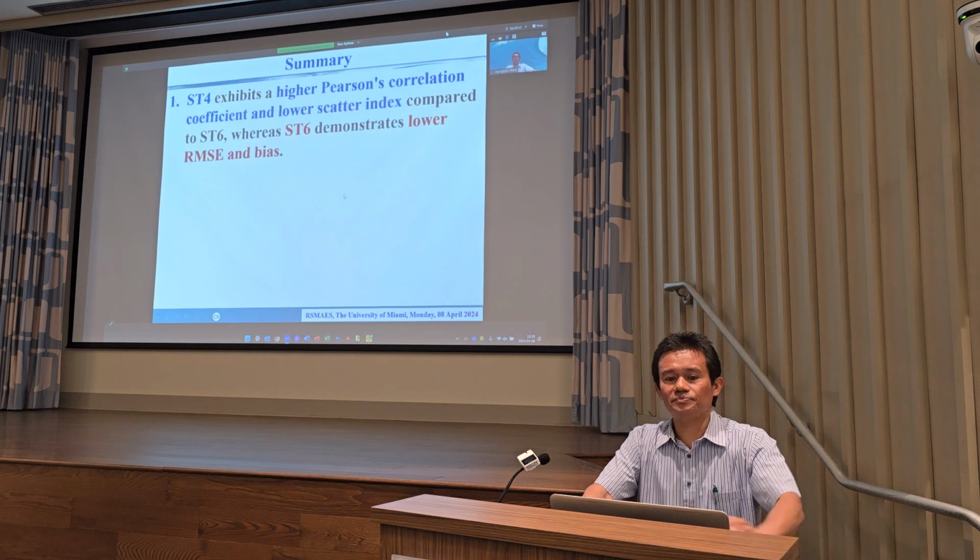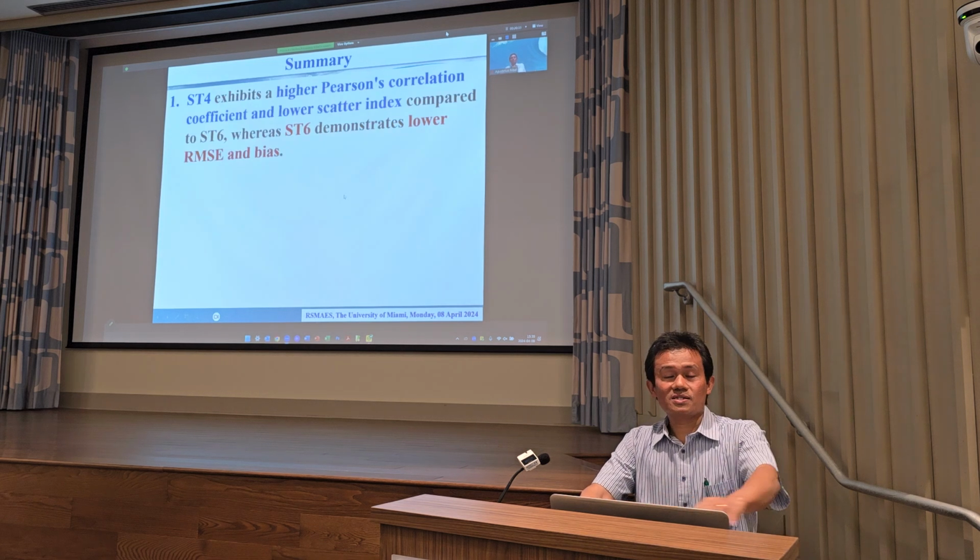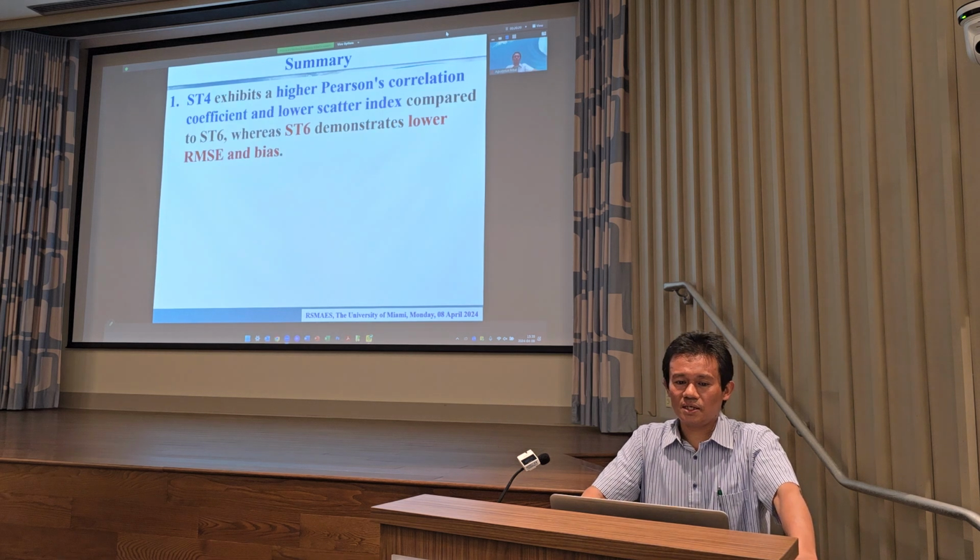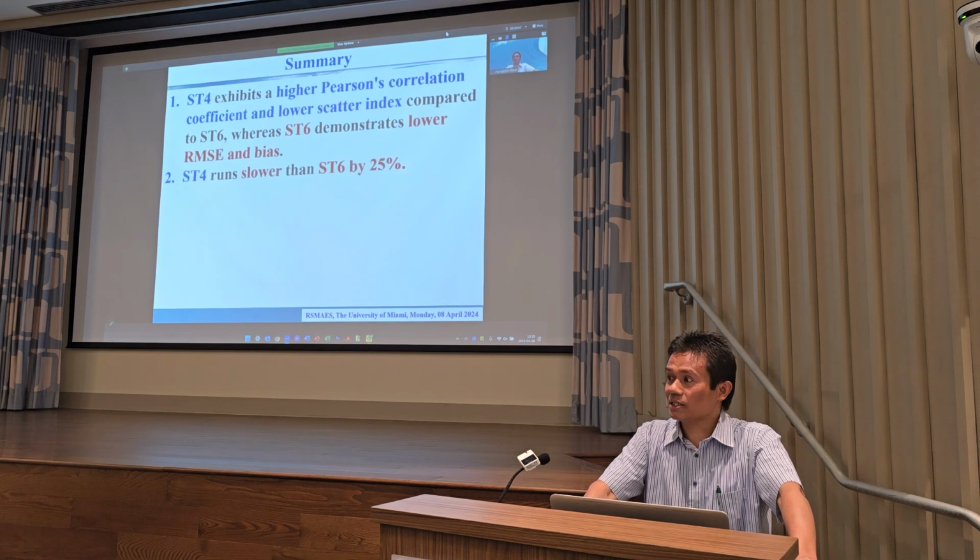Based on the statistics, what we can say is that ST6 is good in correlation coefficients, but lower scatter index. ST6 has lower RMSE and bias. And ST4 runs lower than ST6, which is particularly significant for hindcast.